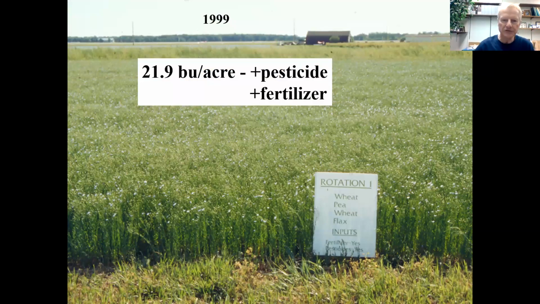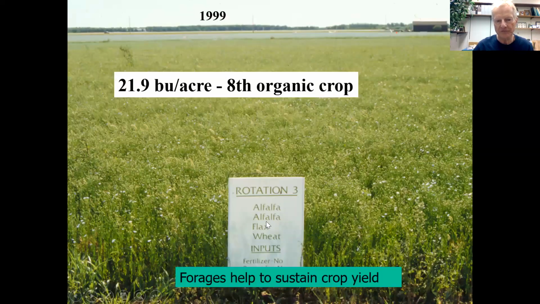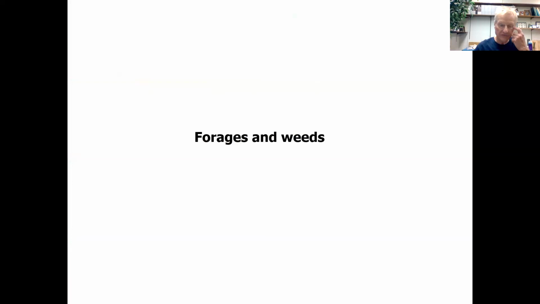And then here's just another illustration of a rotation that is only grains: wheat, pea, wheat, flax. This is the 8th year of this study at Glenlee. And we had 21.9 bushels of flax when we added pesticides and fertilizer. And here we have a rotation of 2 years of alfalfa, flax, and wheat in the 8th year, exactly the same yield with no external inputs. So alfalfa in rotation does a very good job of increasing yield potential. Part of the reason is the nitrogen. The other part is forages help control weeds.